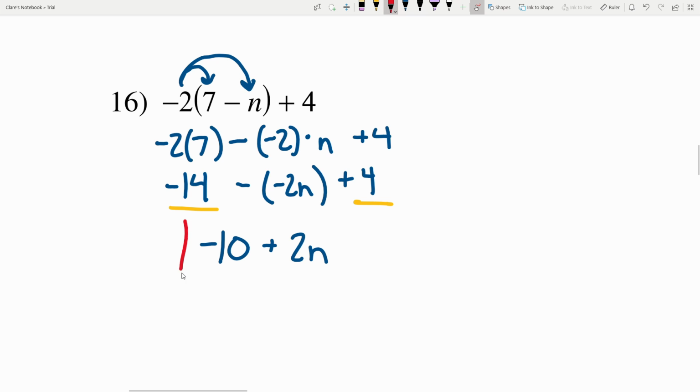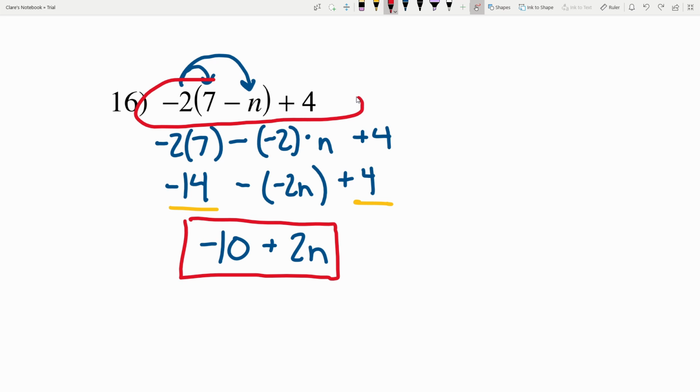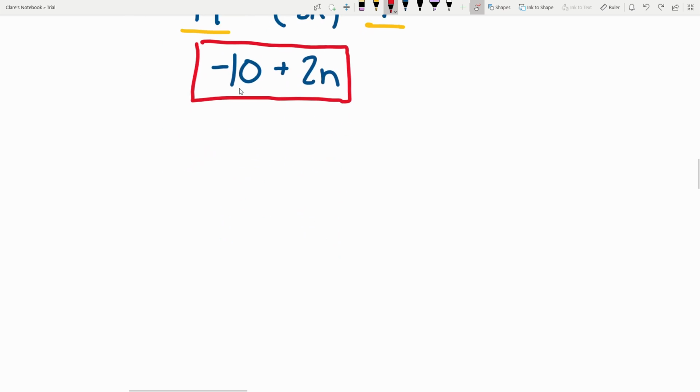So you can see negative 10 plus 2n looks a lot neater and a lot simpler than negative 2 times the quantity 7 minus n plus 4. That's what simplifying is all about, is to make our problems easier. So I recommend always simplifying at the start. Now, let's move on to number 17.